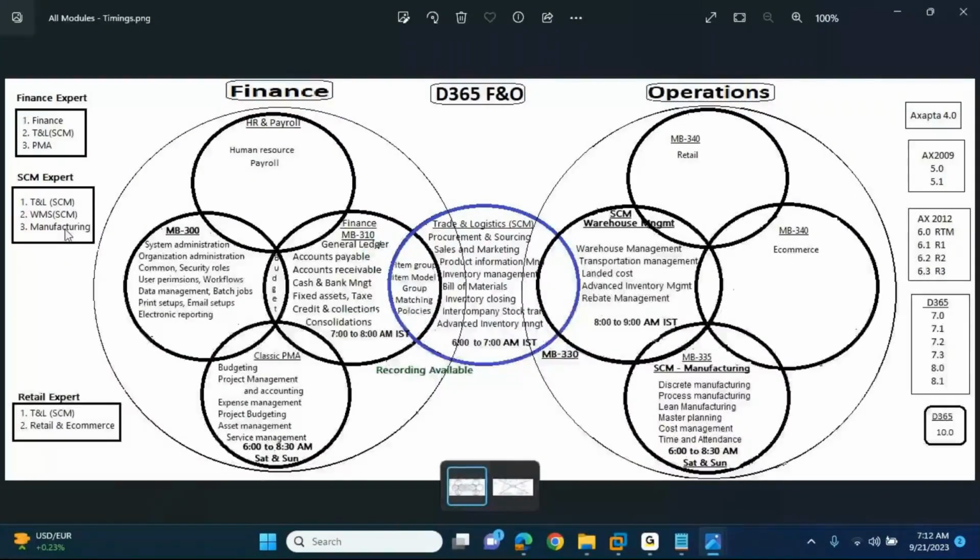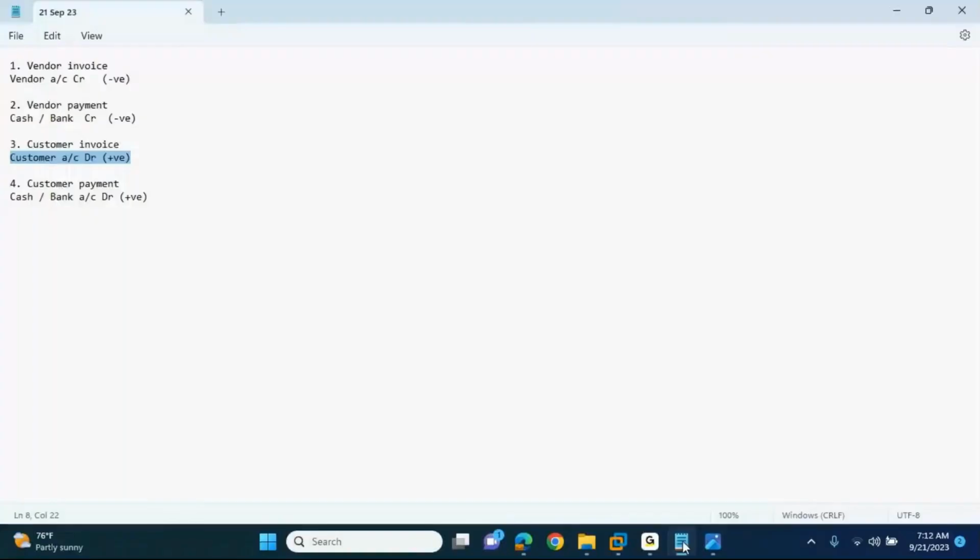Okay? Fine. So now try to focus on these four transactions. Any confusion? It is a vendor invoice. You are taking material from the vendor. So you need to pay money to so and so vendor. Suppose you have purchased water bottles. Then water supplies.